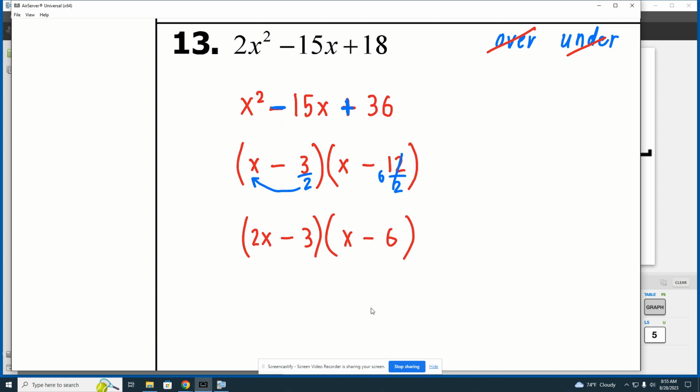If I took 2x minus 3 and set it equal to 0, what would happen? How would I solve that? How do you move that 3? So 2x equals positive 3, and then what is 3 divided by 2?